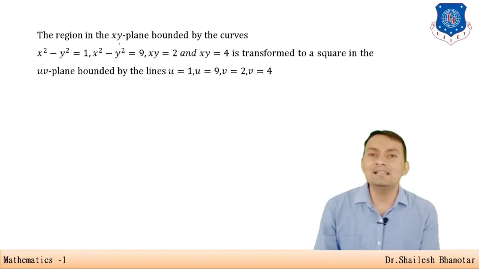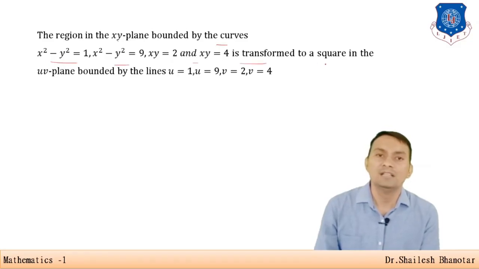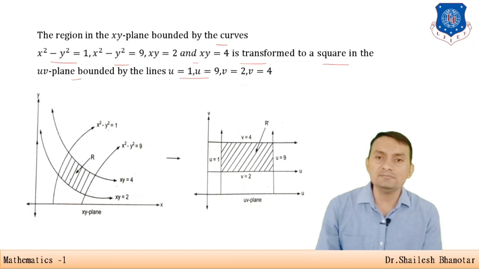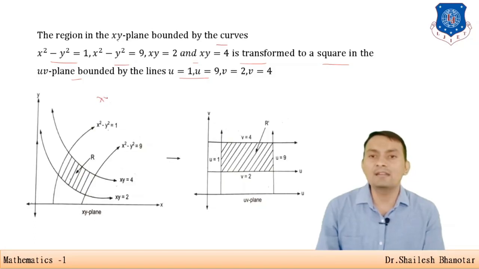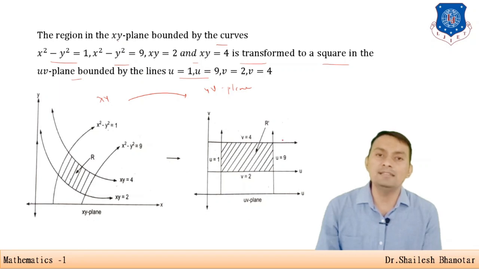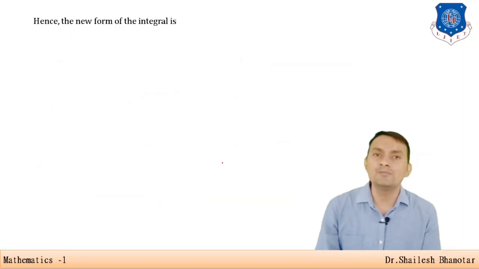Our region, which is bounded by the curves in the xy plane, is this one, and it is transformed to a rectangle in the uv plane, that is u is equal to 1 to 9 and v is equal to 2 to 4. So in the xy plane, x square minus y square is equal to 1, x square minus y square is equal to 9, xy is equal to 2, xy is equal to 4. This is our bounded region. But when we transform to the uv plane, our lines are u is equal to 1, u is equal to 9, v is equal to 2 and v is equal to 4. So this is our region. Now it is very easy to integrate with respect to u and v.